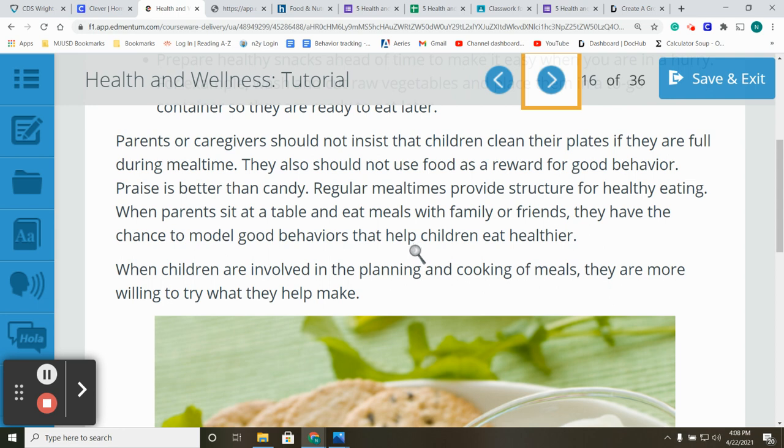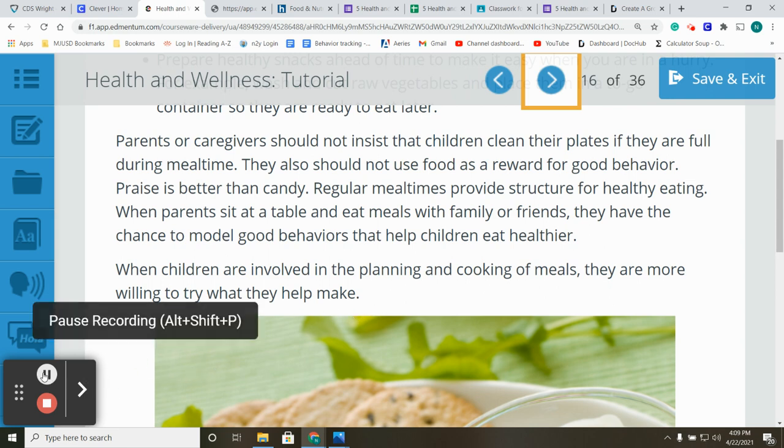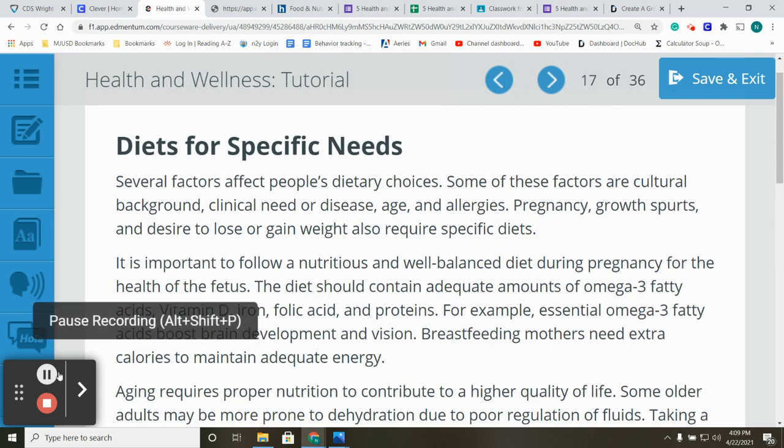When parents sit at a table and eat meals with family or friends, they have a chance to model good behaviors that help children eat healthier. When children are involved in the planning and cooking of meals, they are more willing to try what they help make. Diets for specific needs.